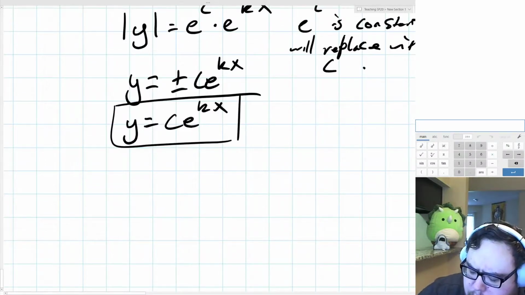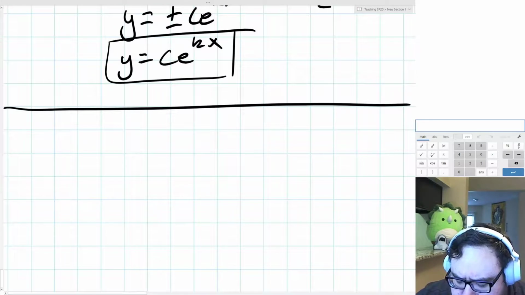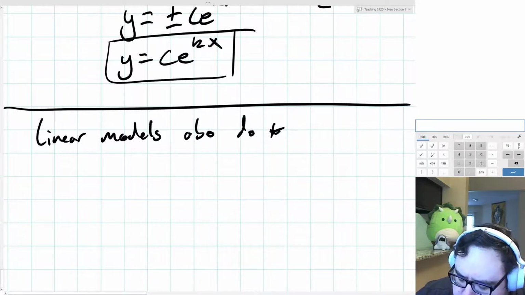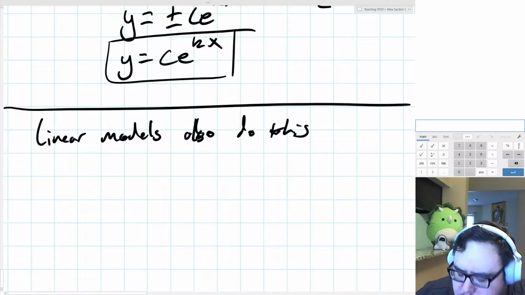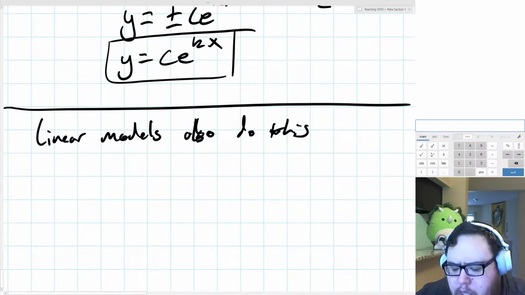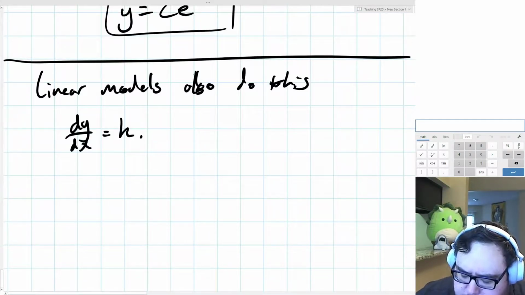Similarly, and somewhat more trivially, linear models also do this. With a linear model, the hallmark is that the rate of change is constant. So we get that dy over dx is just equal to k. And this one is very, very easy to solve.